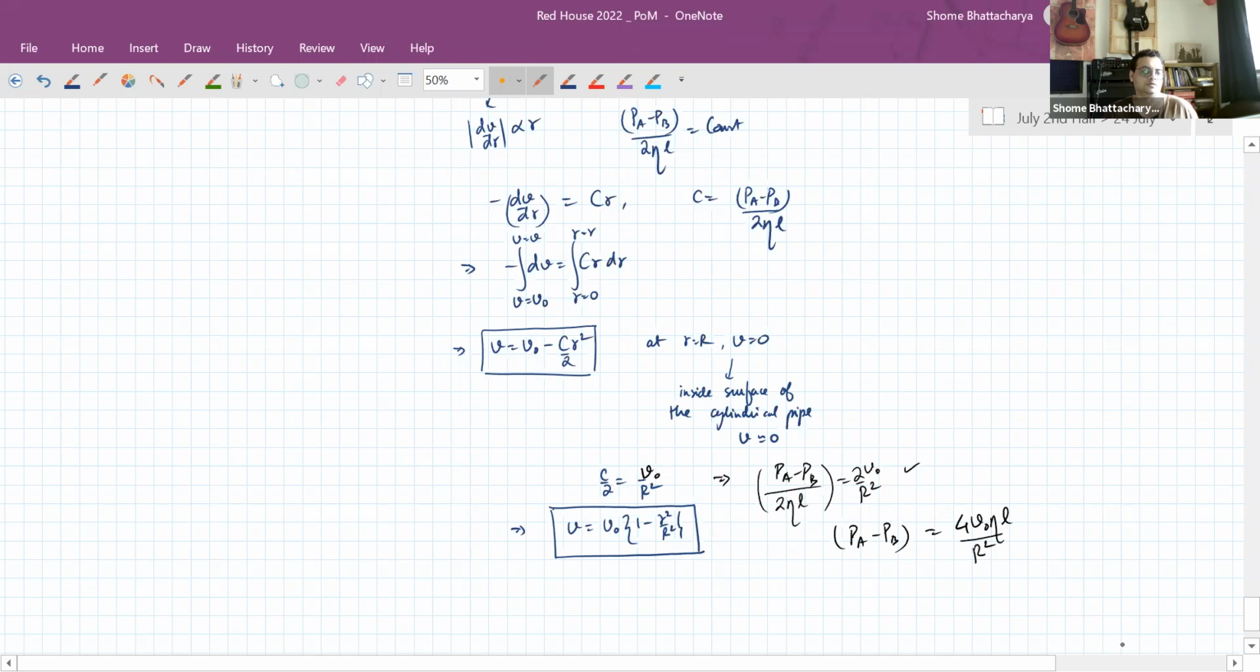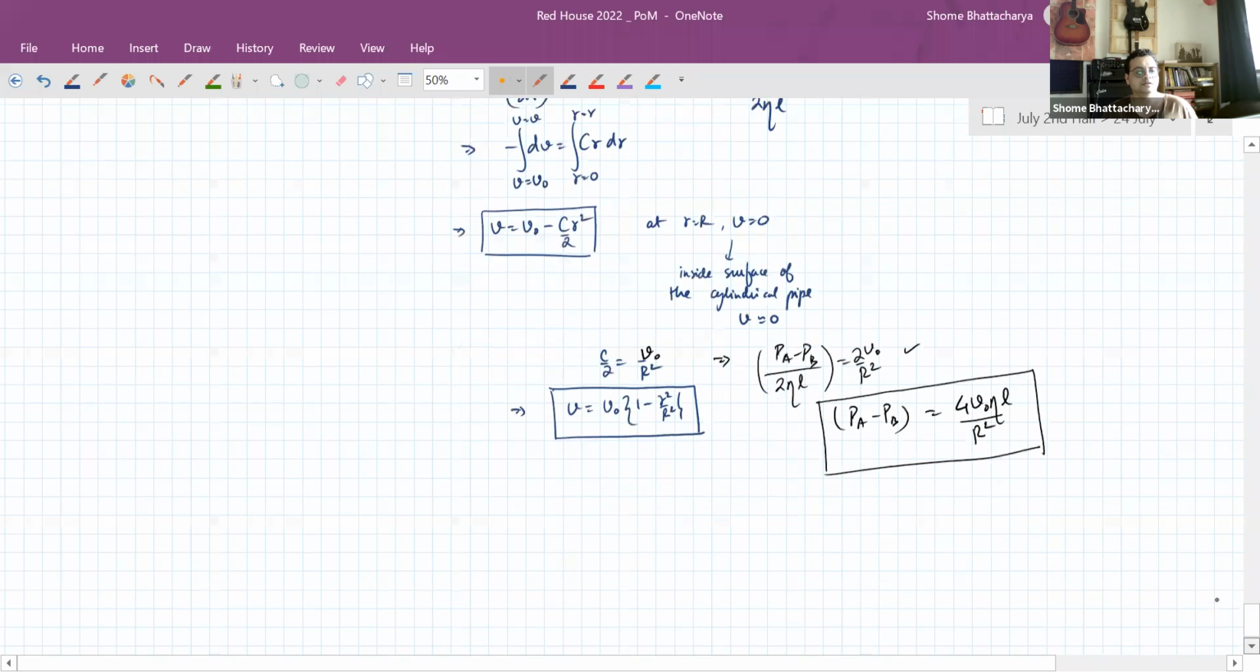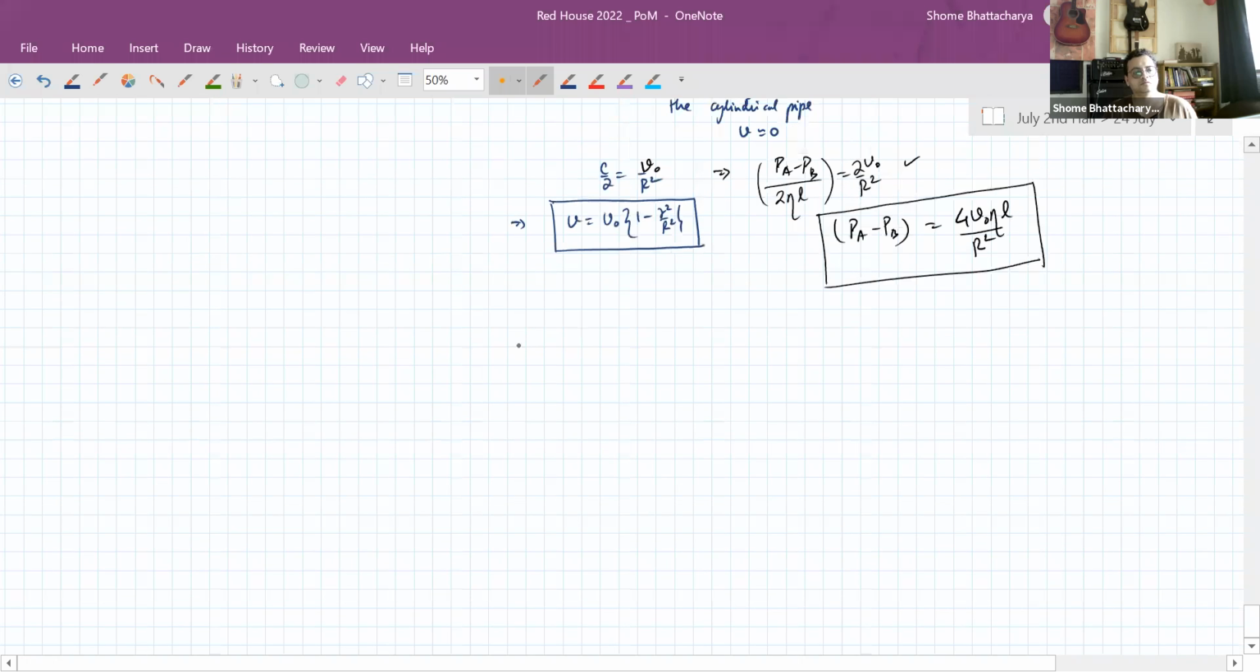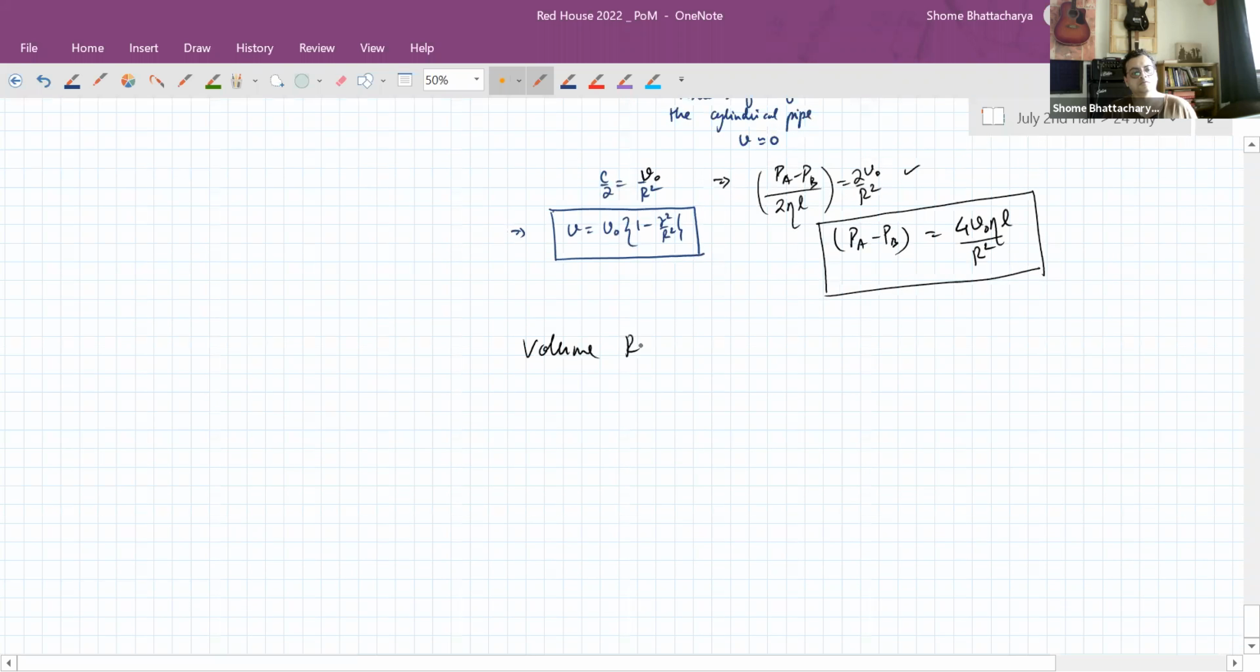So now we have to convert this into volume rate. We have got the relationship of pressure difference with respect to the velocity of flow at the central axis. Now for the volume rate, we can denote it with the symbol Q, but basically it is delta V by delta T, that kind of thing.